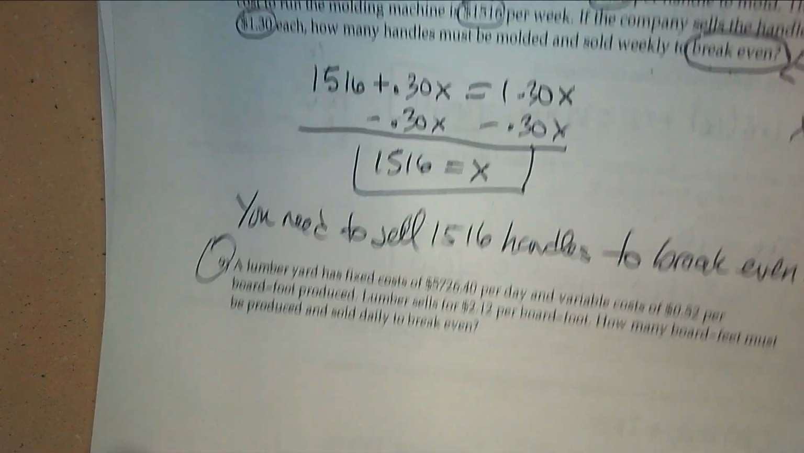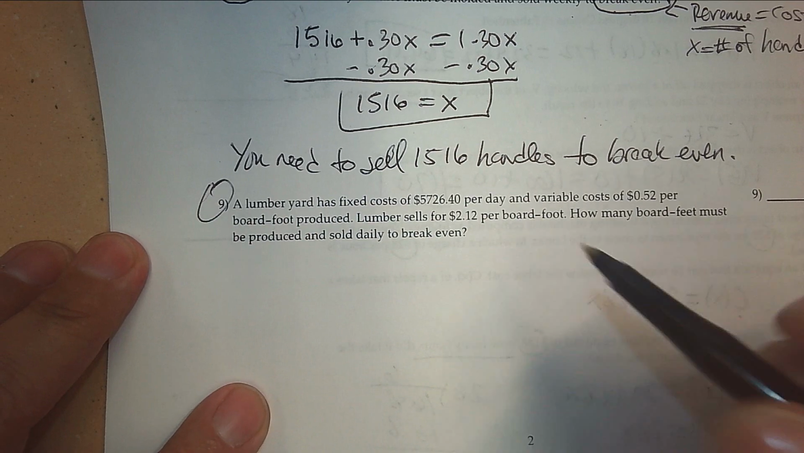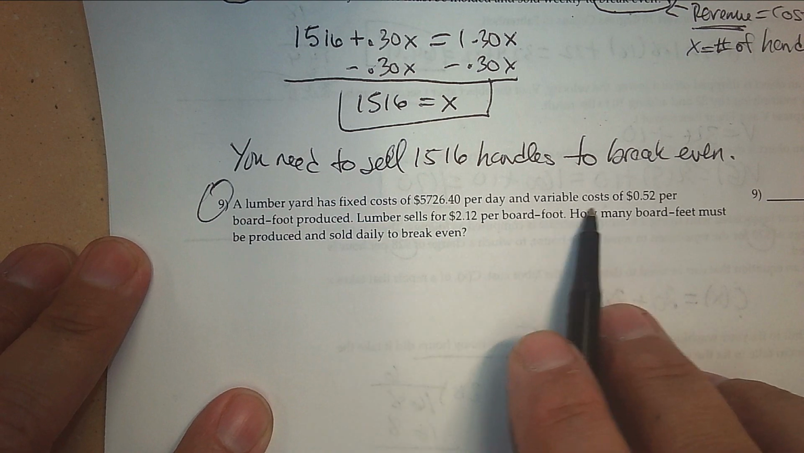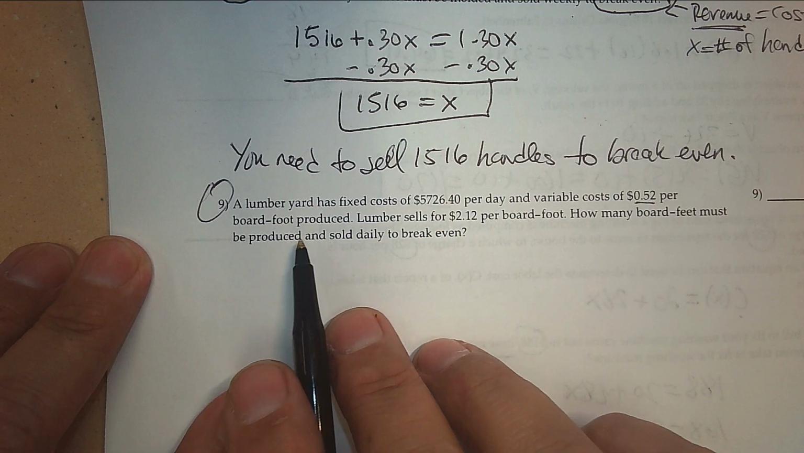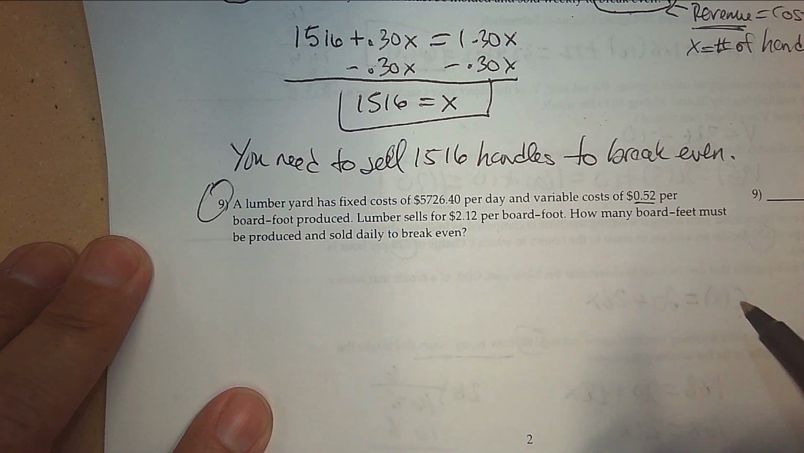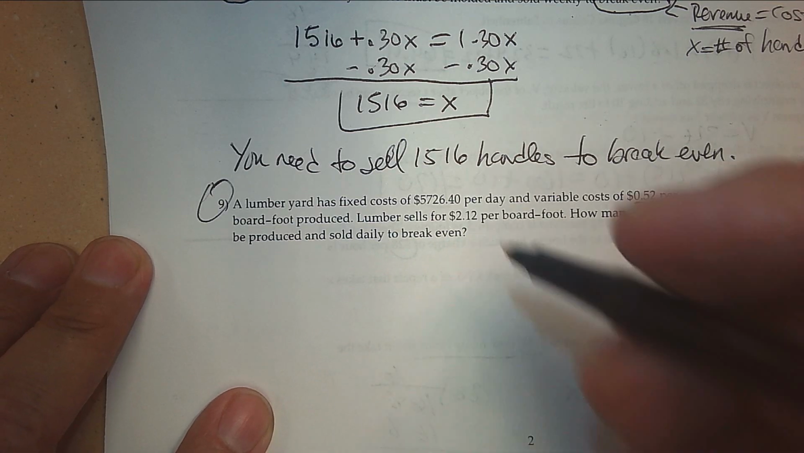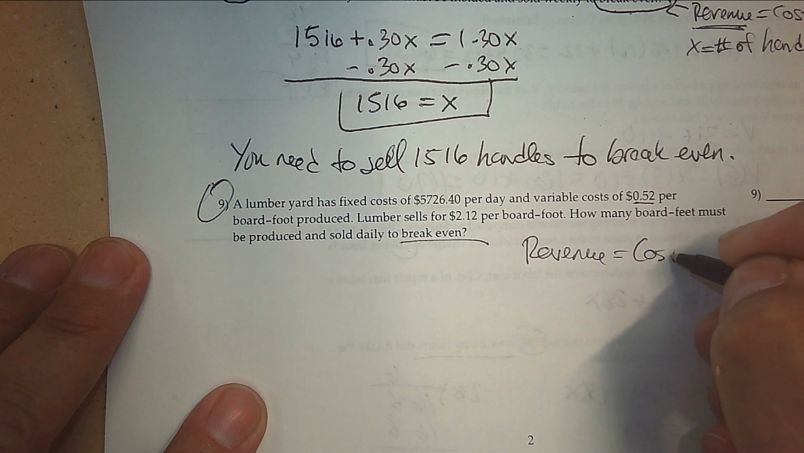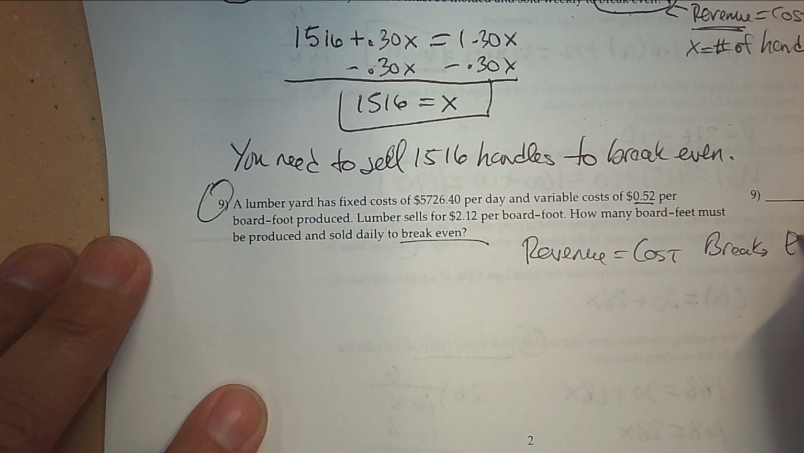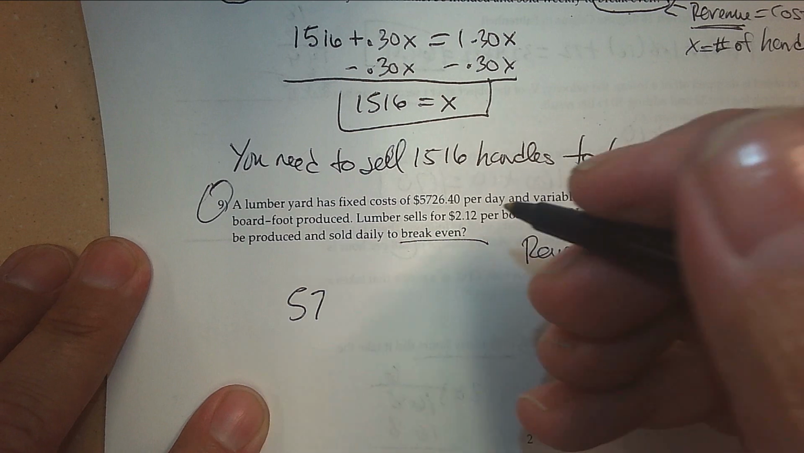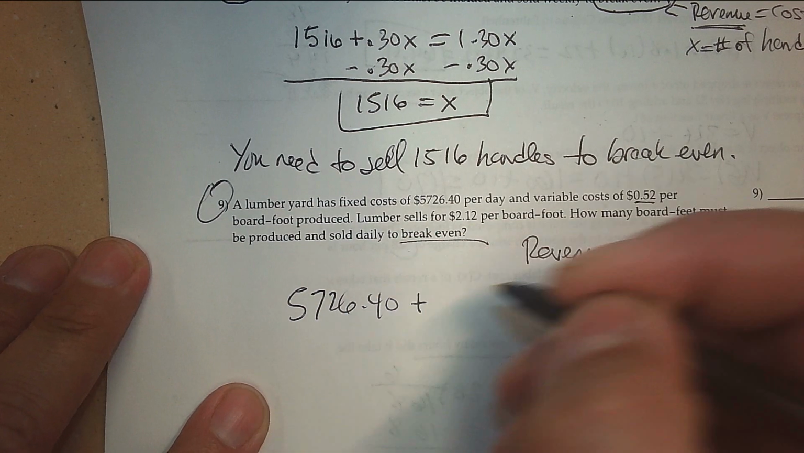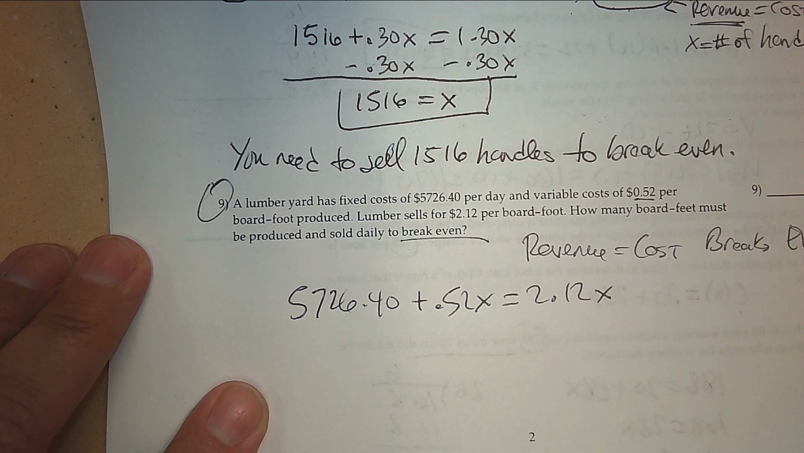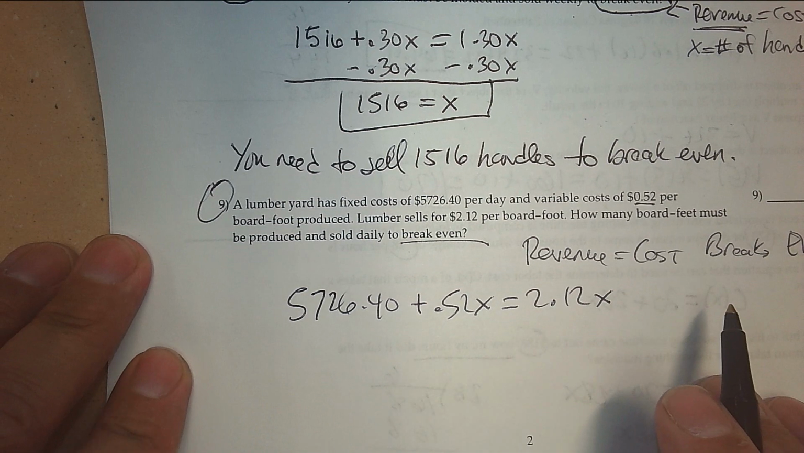Number 9, a lumberyard has fixed costs of $5,726.40 per day, variable costs of 52 cents per board foot produced. Lumber sells for $2.12 per foot. How many feet must be produced to break even? When revenue equals cost, it breaks even. So one side will be cost. So the cost is $5,726.40 plus 52 cents per unit. On the other side, you're selling it for $2.12 per unit. I want to know when they're going to be equal to each other. So I'm going to solve that equation.